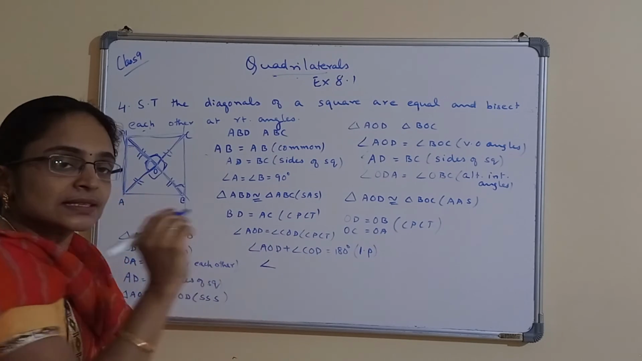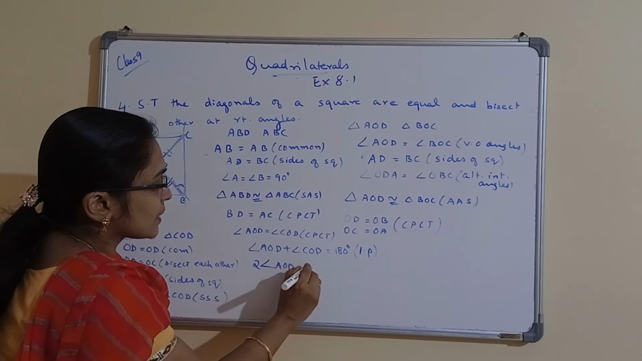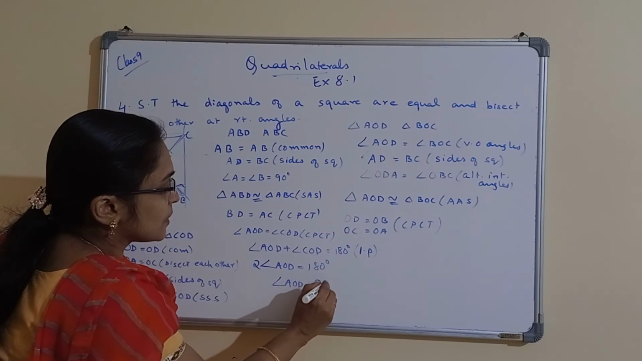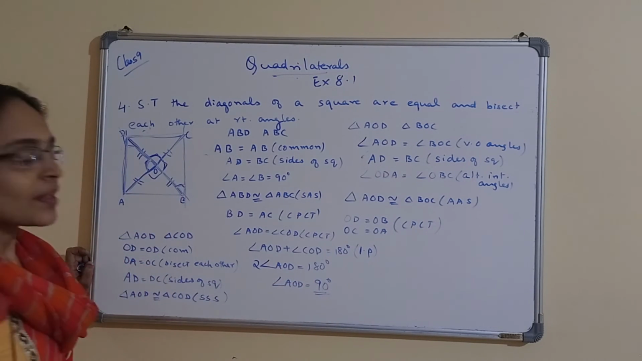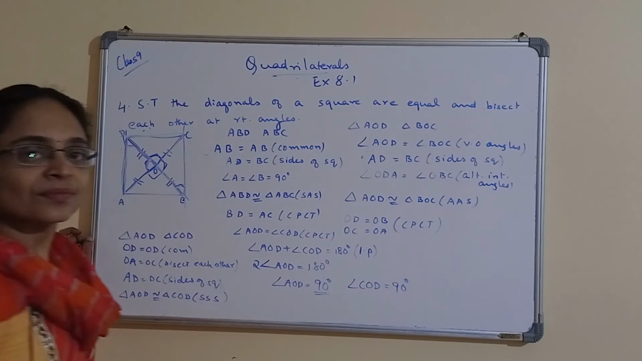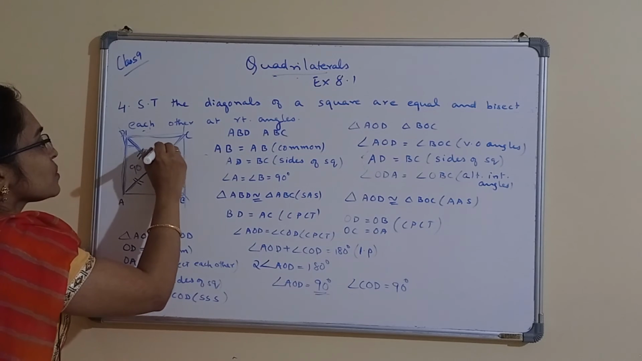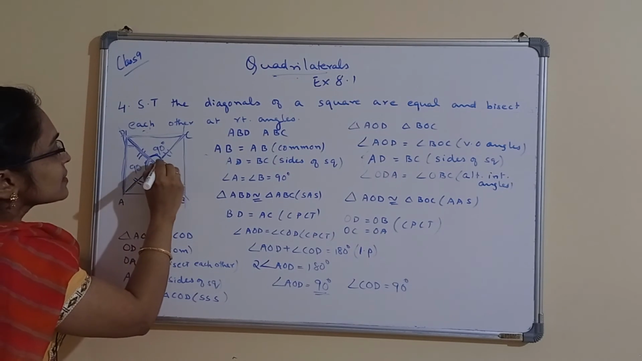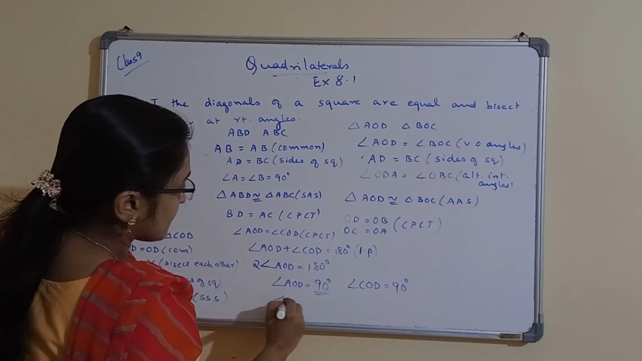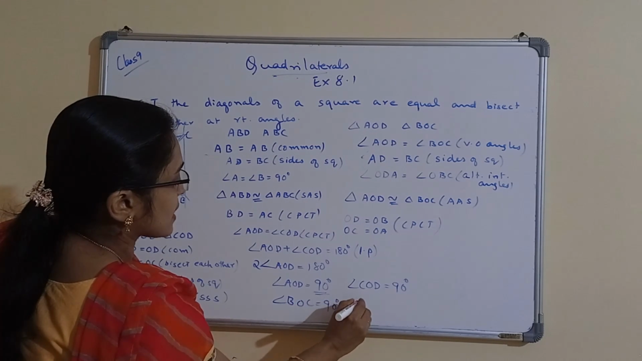Angle COD is equal to angle AOD, so we can write 2 angle AOD is equal to 180 degrees. So angle AOD is equal to 180 by 2, which is equal to 90 degrees. And we got angle COD is also equal to 90 degrees. We know that angle BOC is the vertically opposite angle of angle AOD, so angle BOC is equal to 90 degrees.